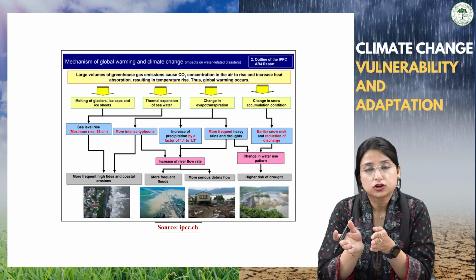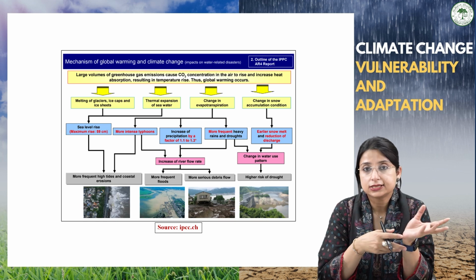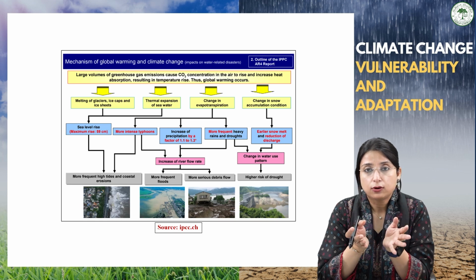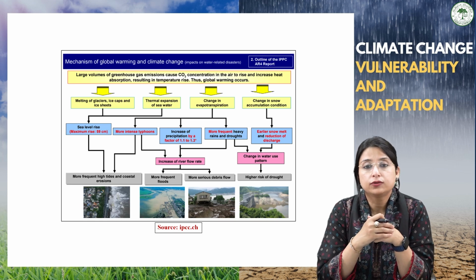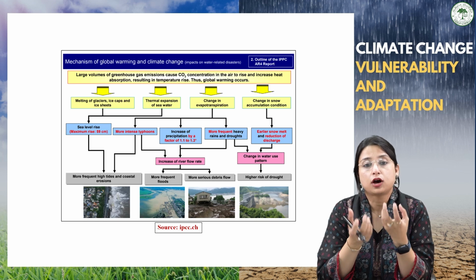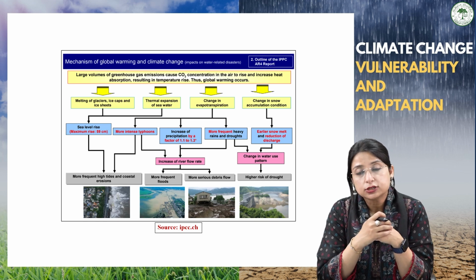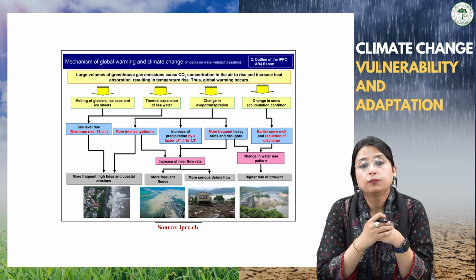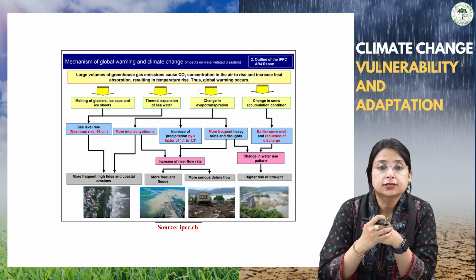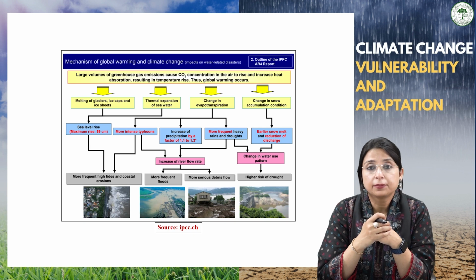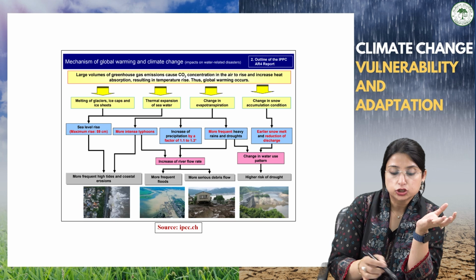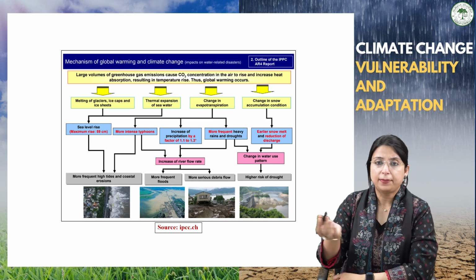There is a separate lecture on the greenhouse gases. There we will discuss each of these gases in detail. Actually, when the amount of these greenhouse gases in the atmosphere increases, it absorbs the heat, means heat absorption increases, which results in temperature rise, and thus global warming occurs. Due to this global warming, the glaciers melt, ice caps melt because the temperature is rising. So, this diagram particularly shows what happens and what are its impacts.